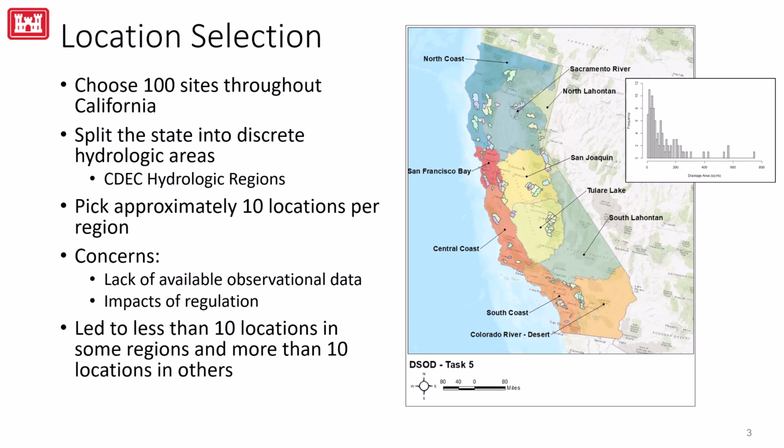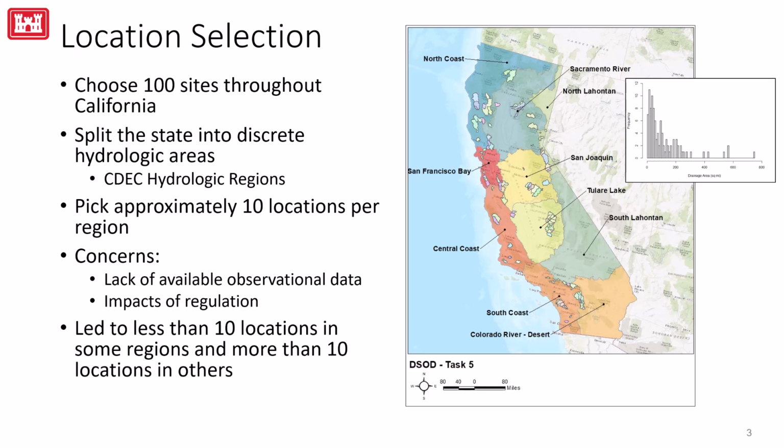Thus, we divided the state into 10 regions using 4-digit hydrologic unit codes. These regions are shown here. 100 locations, corresponding to either USGS stream gauges or USACE reservoirs, were chosen throughout the 10 hydrologic regions to develop the Clark unit hydrograph parameter regression equations. Approximately 10 locations were chosen within each region. However, due to a lack of available observational data, some regions contain fewer or more than 10 locations.